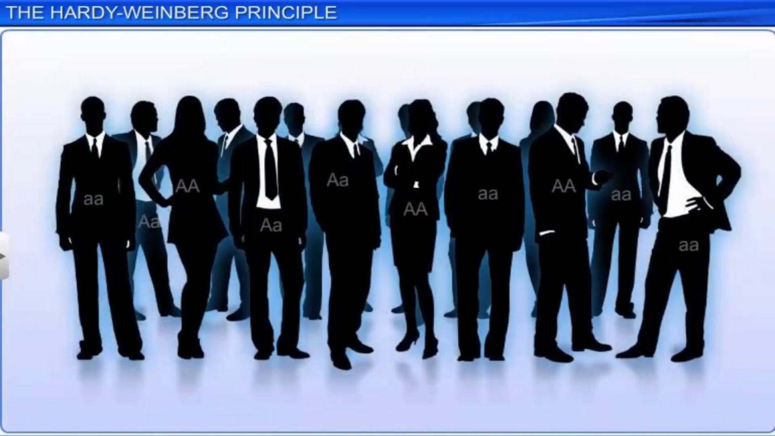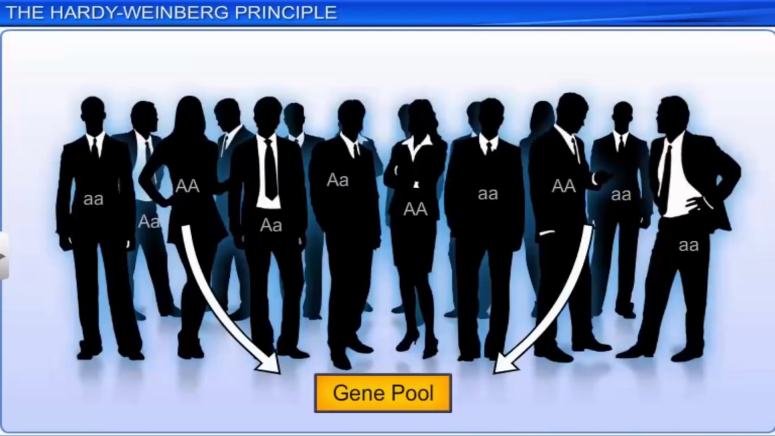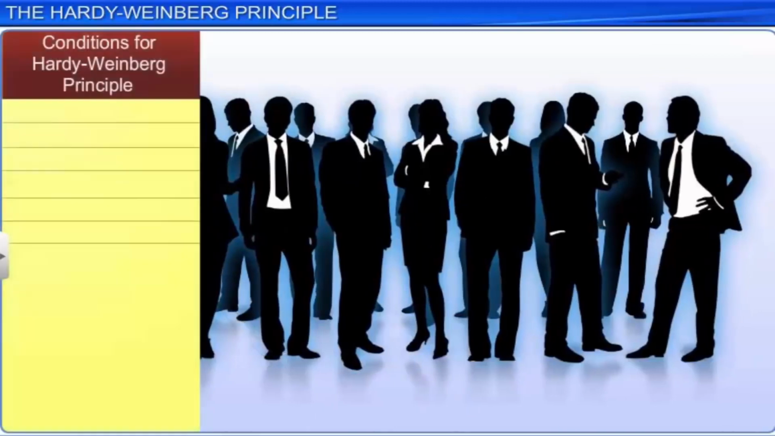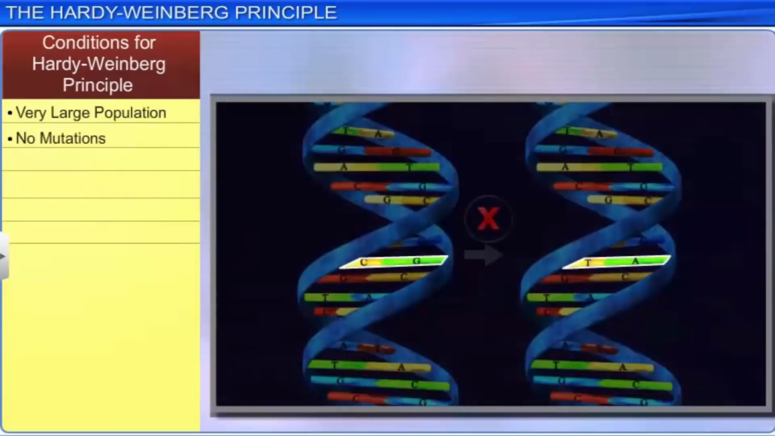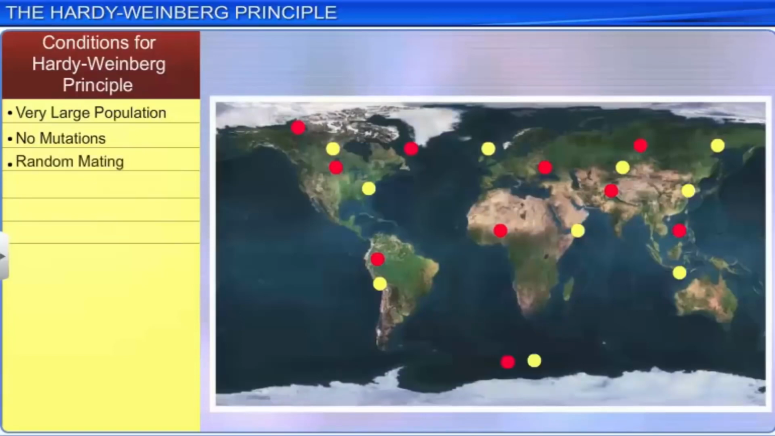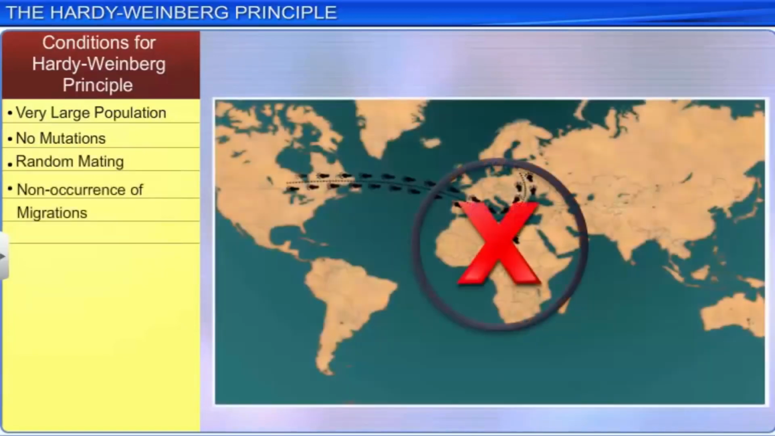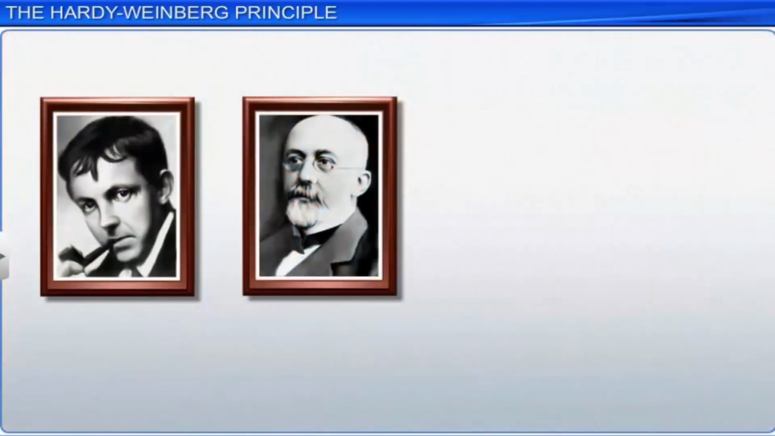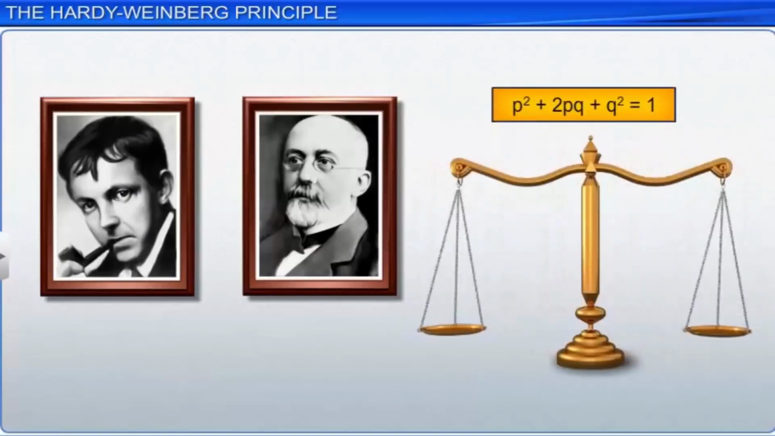In other words, the totality of alleles of all genes in a population is called the gene pool, which remains constant for a given population. The conditions assumed for the Hardy-Weinberg principle are a very large population, no mutations, random mating, and non-occurrence of migration. Hardy and Weinberg developed a simple equation known as the Hardy-Weinberg equation to study the genetic equilibrium of a given population.